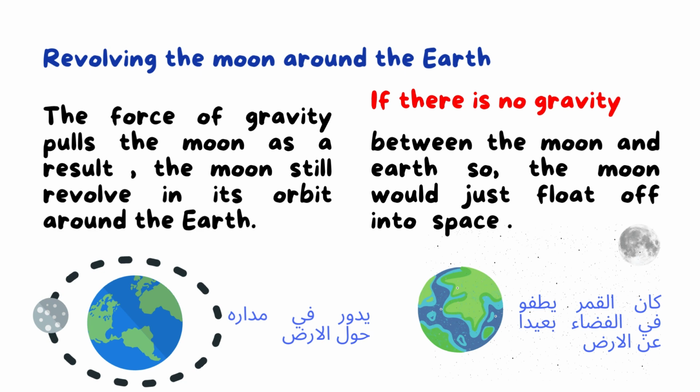But imagine if there is no gravity. What will happen if there is no gravity between the moon and Earth? The moon would just float off into space. It will not revolve in a fixed path or orbit around the Earth. It will float off into space. So now we saw the effect of gravity on objects.